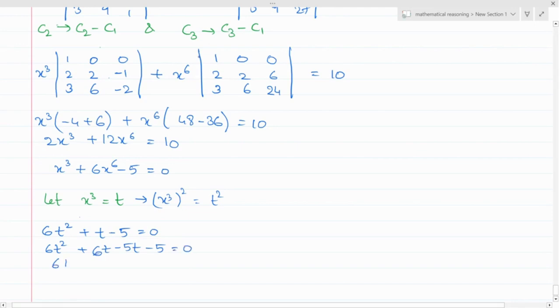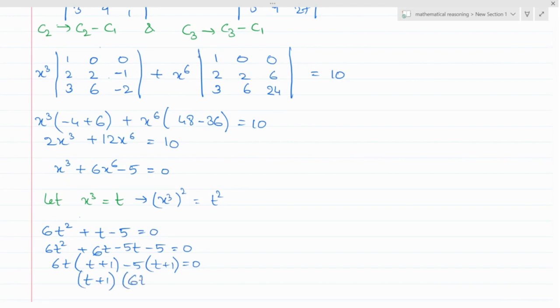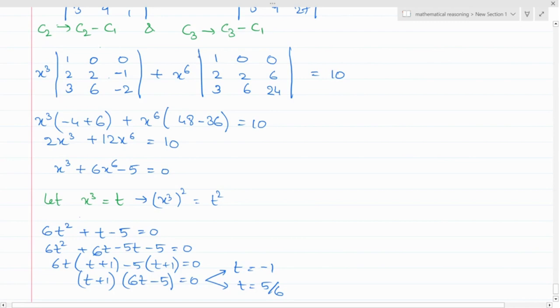You can take 6t common from here, t plus 1, minus 5 common, t plus 1. So t plus 1 and 6t minus 5 are the two factors over here, and you will get t equal to minus 1 and t equal to 5 by 6. But we need to find the values of x. So x cube is equal to t. So there are two possibilities. Those are x cube is equal to minus 1, x cube is equal to 5 by 6.